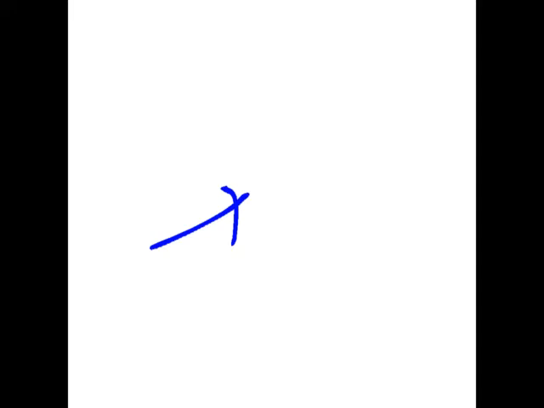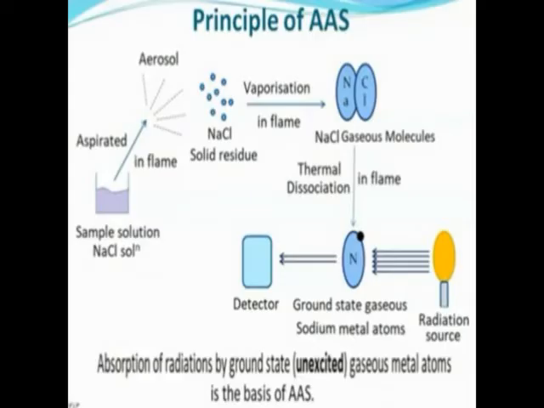So everything is the same. Only in flame photometry, the element transfers from ground state to the excited state, and returns to the ground state with the emission of energy. That is what is measured in flame photometry. But in case of atomic absorption spectroscopy, the elements will not go from ground state to the excited state. They remain in the ground state. And when EMR or radiations are passed, they will absorb those radiations. And this absorption of radiation is the basis for the principle of atomic absorption spectroscopy. Okay, so this is the principle.